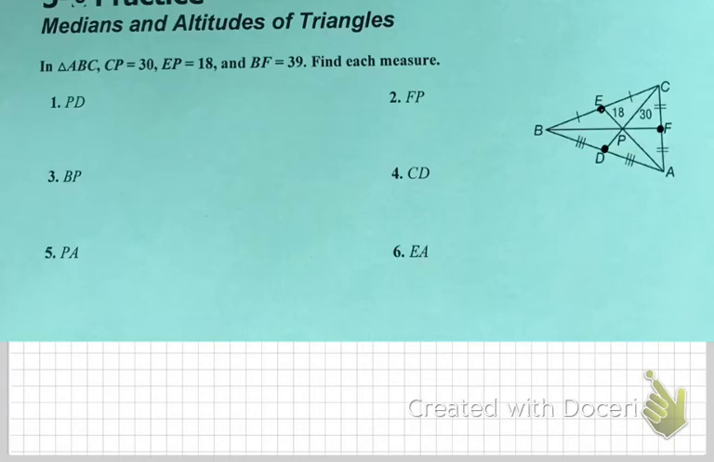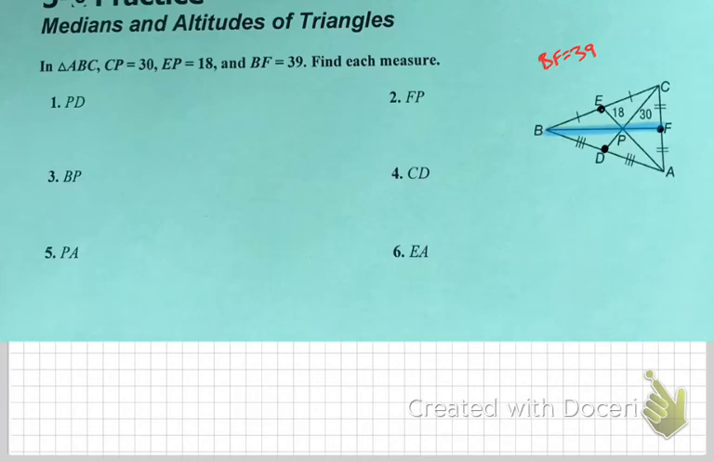Then they give us some lengths. They tell us that CP is 30. They tell us that EP is 18. They tell us that BF, so BF is the only median that we have the entire length for, is 39. So that entire length is 39. We have to find the missing lengths based off of that.